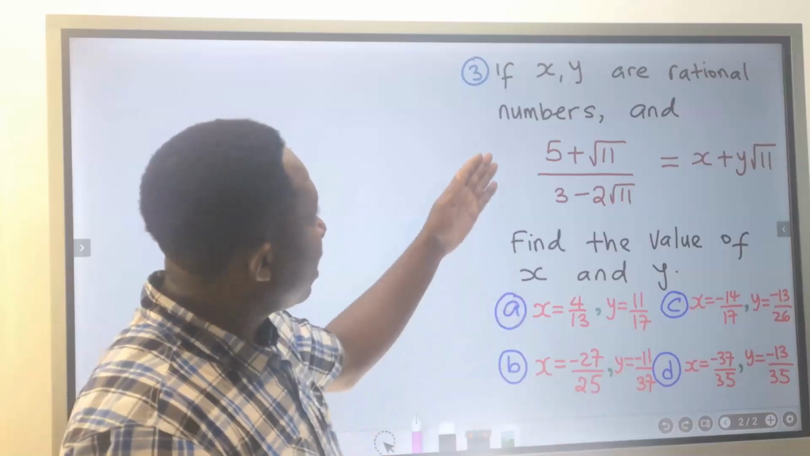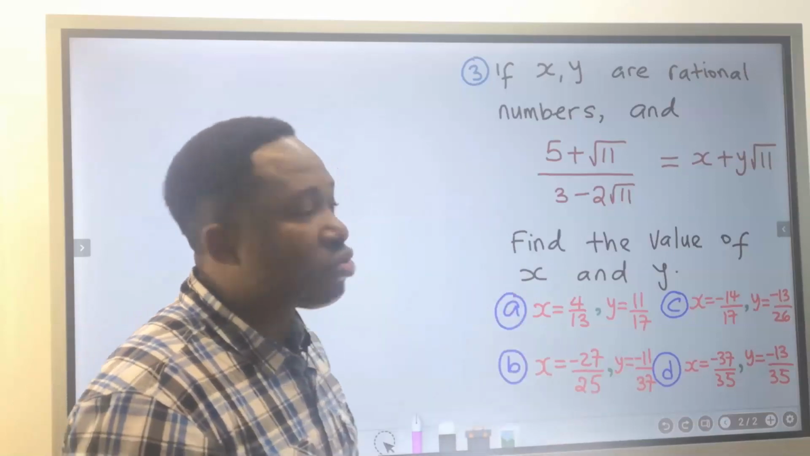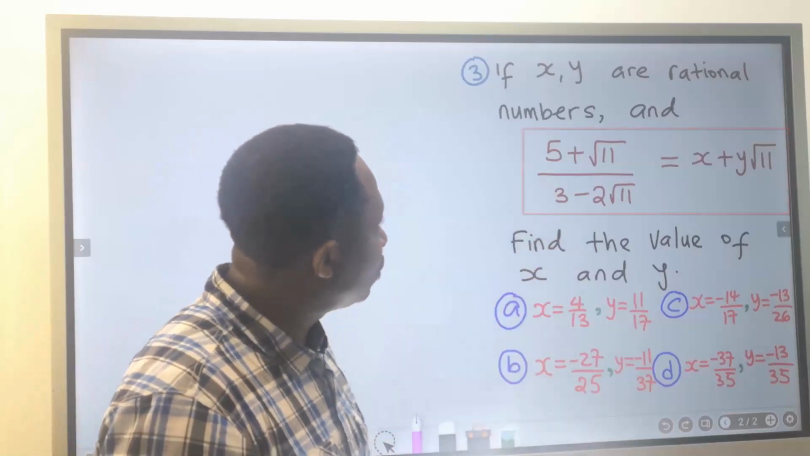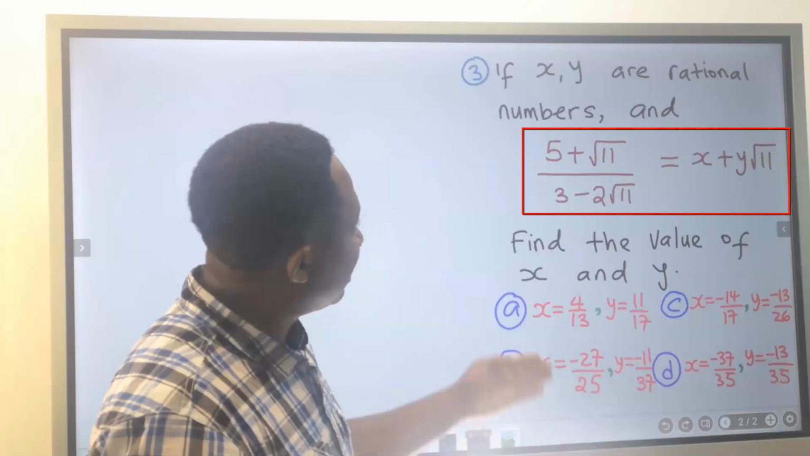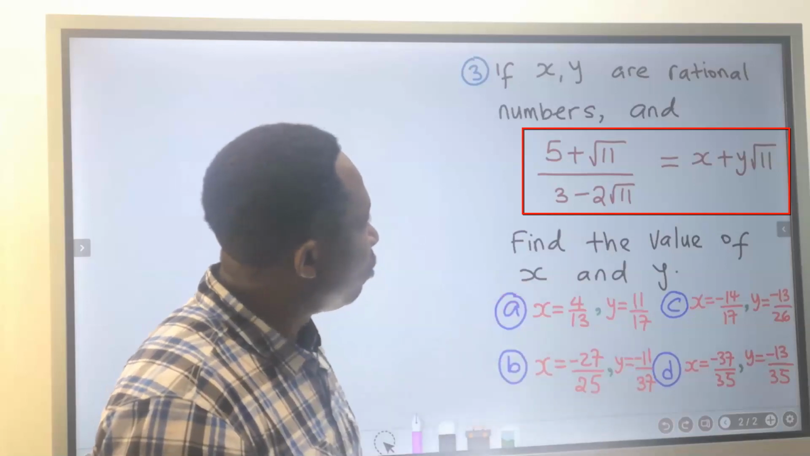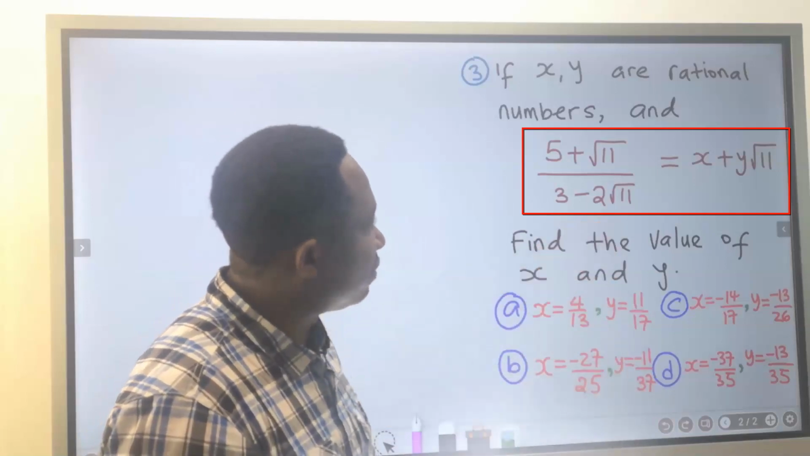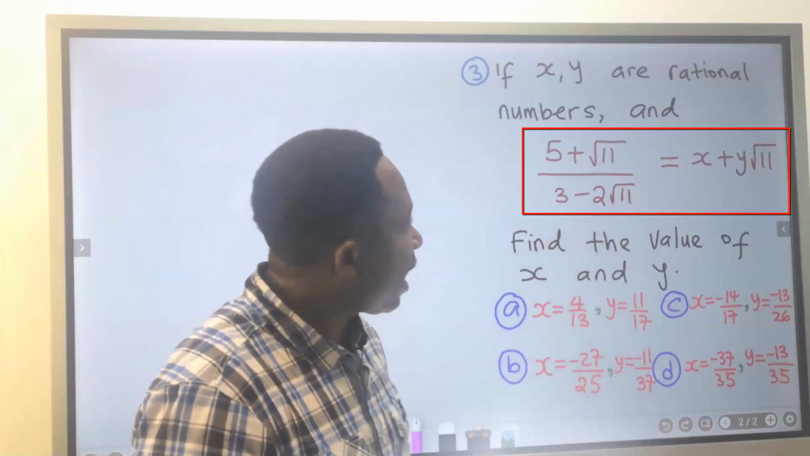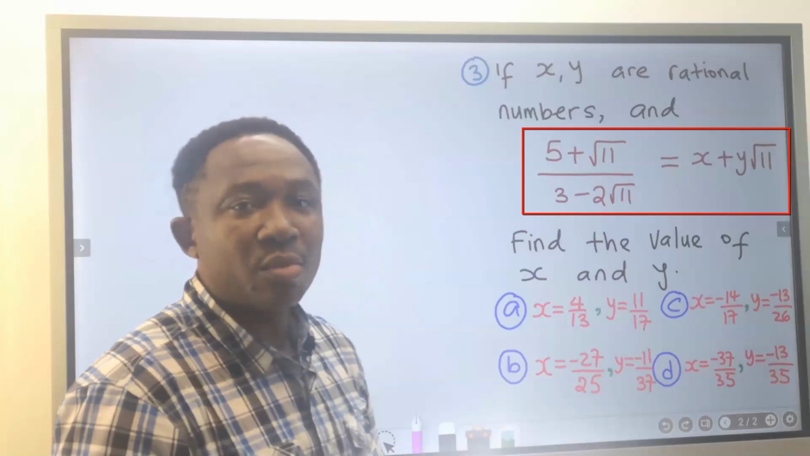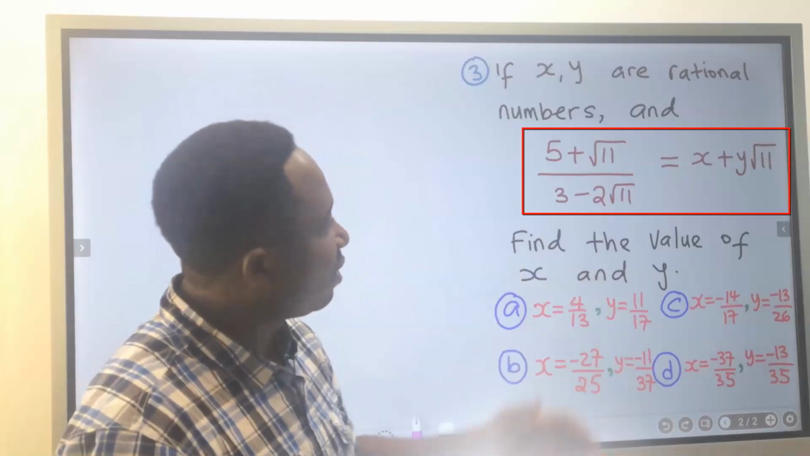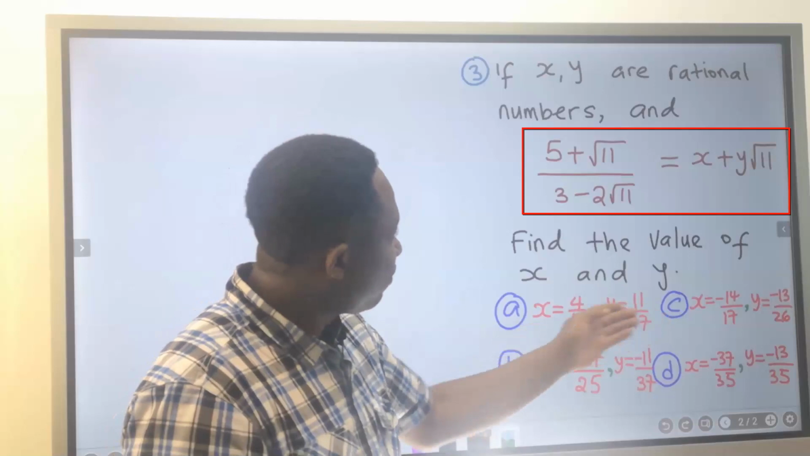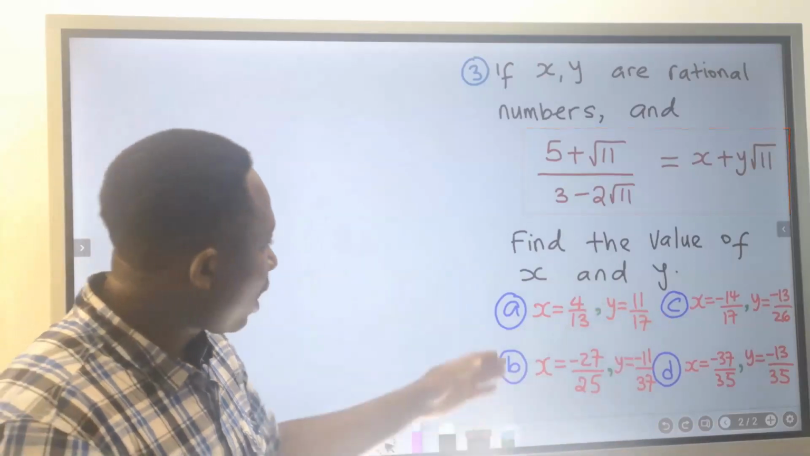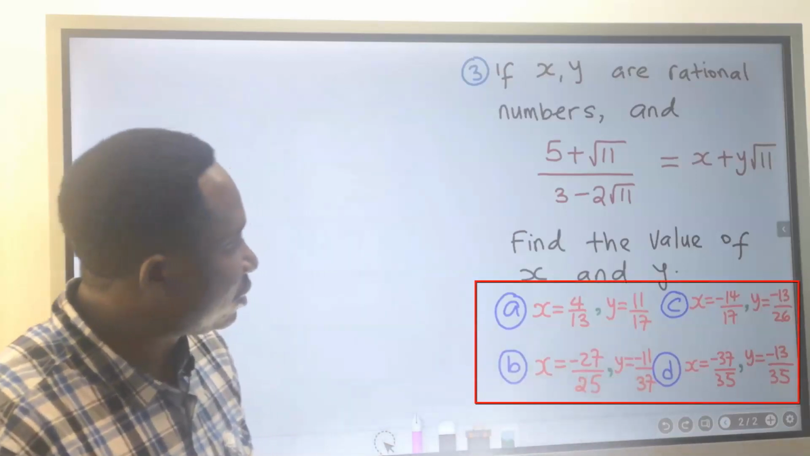If x and y are rational numbers, and (5 plus the square root of 11) divided by (3 minus 2 multiplied by the square root of 11) is equal to x plus y multiplied by the square root of 11, find the value of x and y. Here we have 4 options.